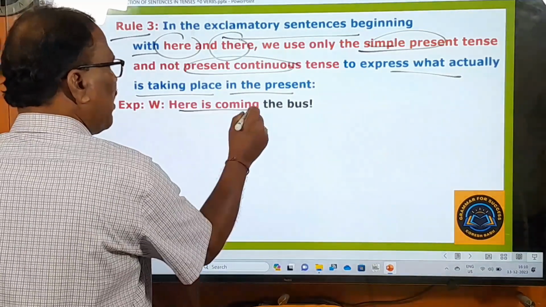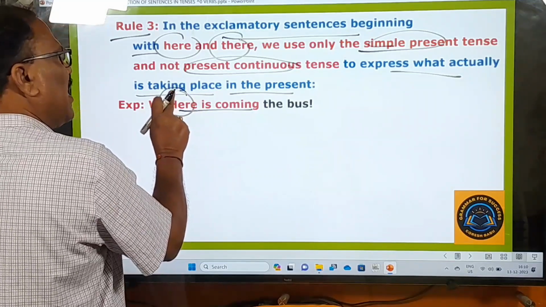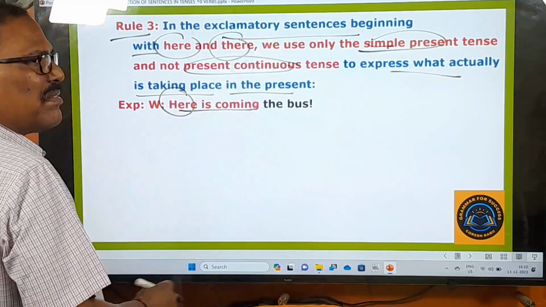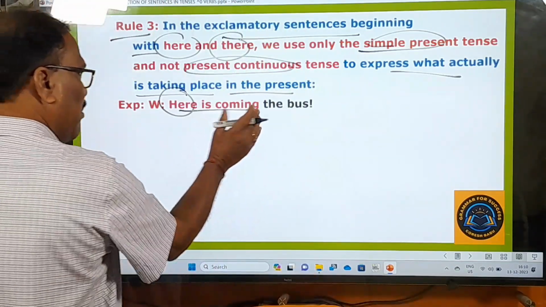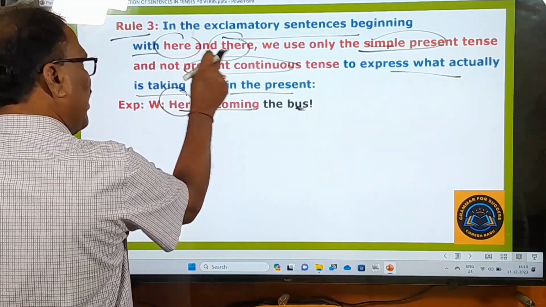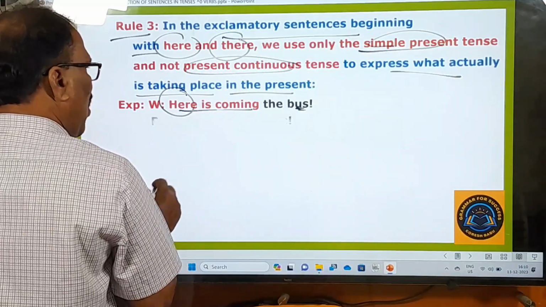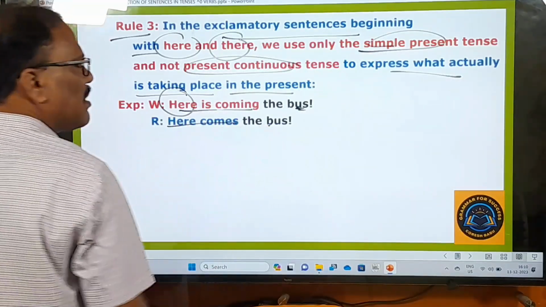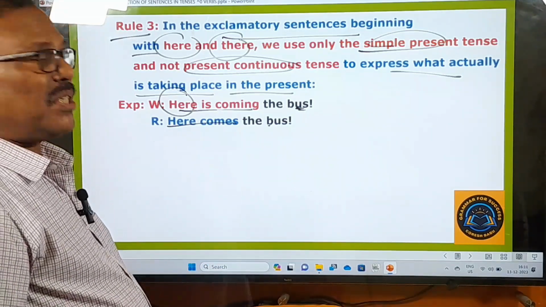Here is coming the bus. The sentence is beginning with here. It's an exclamatory sentence. You say, here is coming the bus, right? And an exclamatory mark is there. So with here and there, you should use only the simple present, not the present continuous. Then what must be the answer? Here comes the bus. Don't say, here is coming the bus, but here comes the bus.